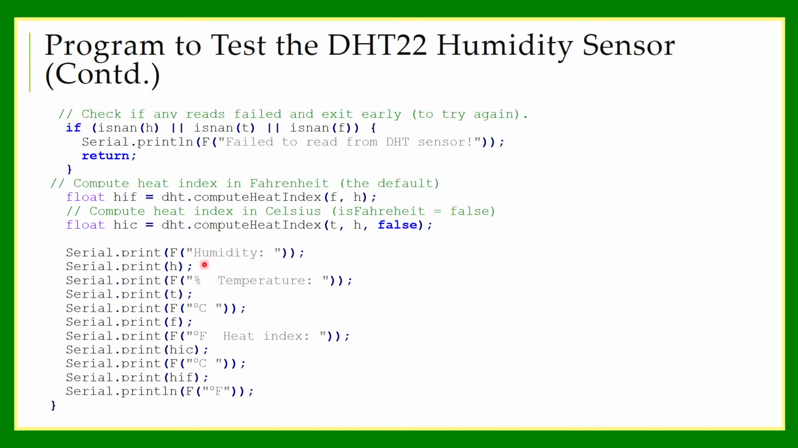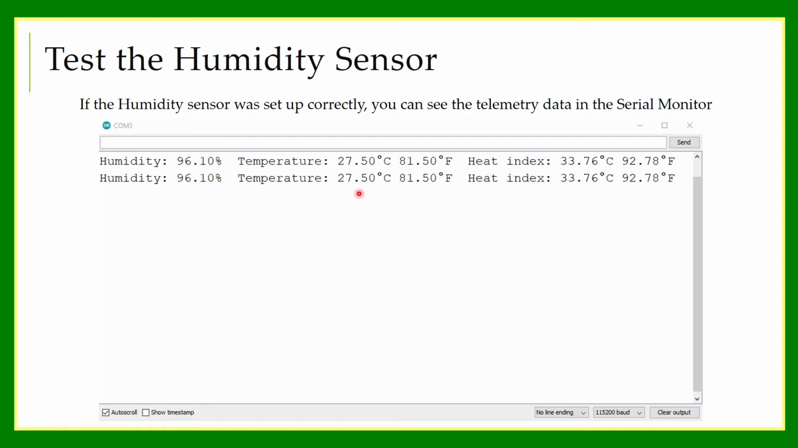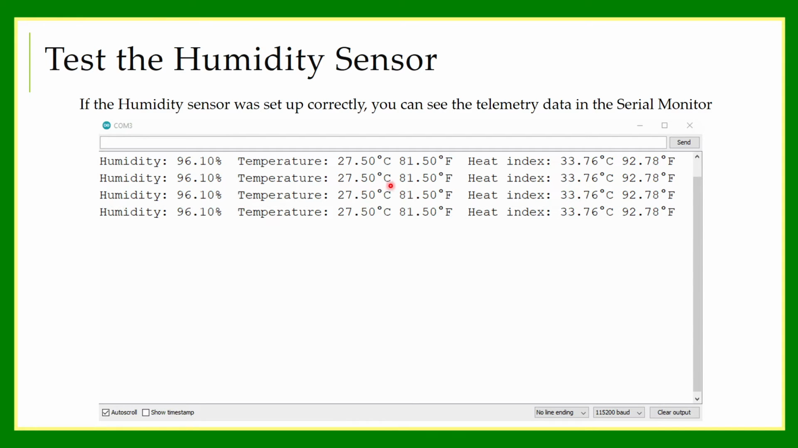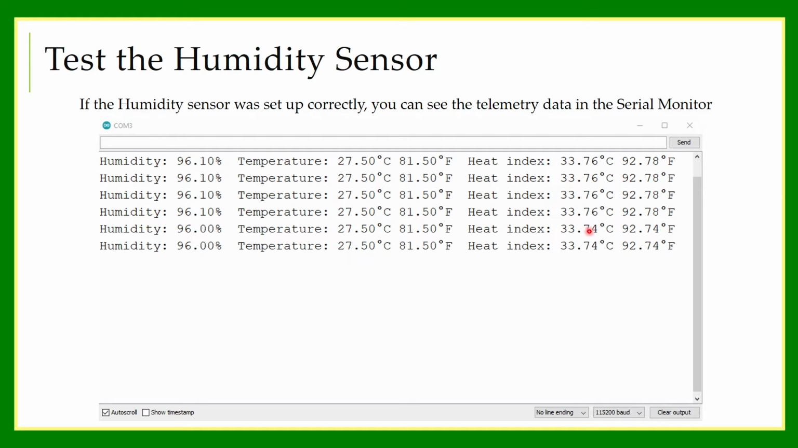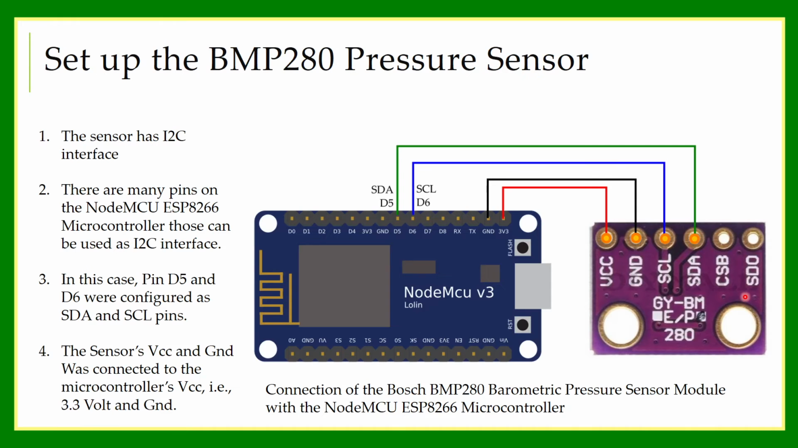So here I have written code to print the humidity, the temperature in centigrade as well as in Fahrenheit, then the heat index in centigrade and Fahrenheit. Now we can see the real-time data from the sensor that I have recorded as a GIF image. Here you can see the humidity is 96%, temperature is 27 degrees centigrade or 81 degrees Fahrenheit, and the heat index is this much. So now we know that the DHT22 sensor is working, so you can use it in our weather station. Now let's switch to the next sensor.